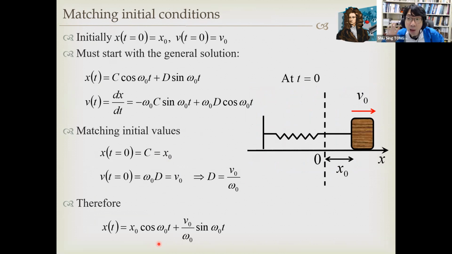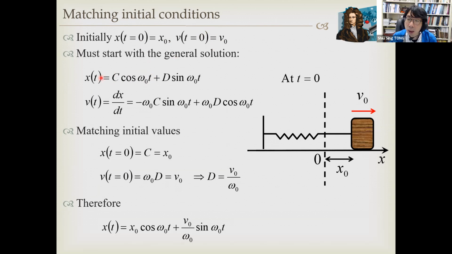Now let's talk about how to match the initial condition. We emphasize there are two initial conditions. At time 0, the initial position is x naught. And suppose at time 0, the velocity is also known, and the initial velocity is called v naught. We are going to match the constants C and D with these two initial conditions. So how are we going to do that?